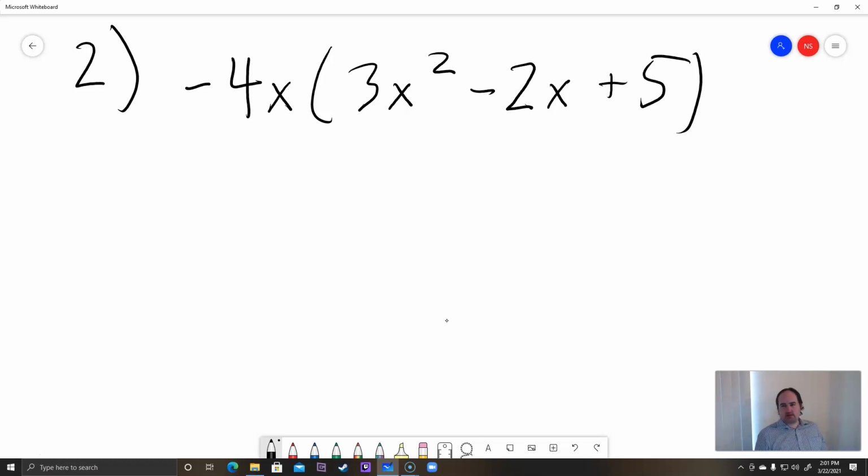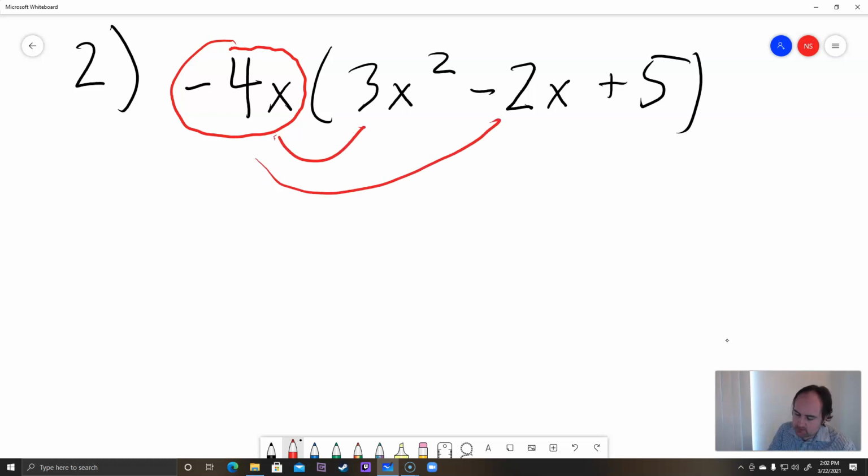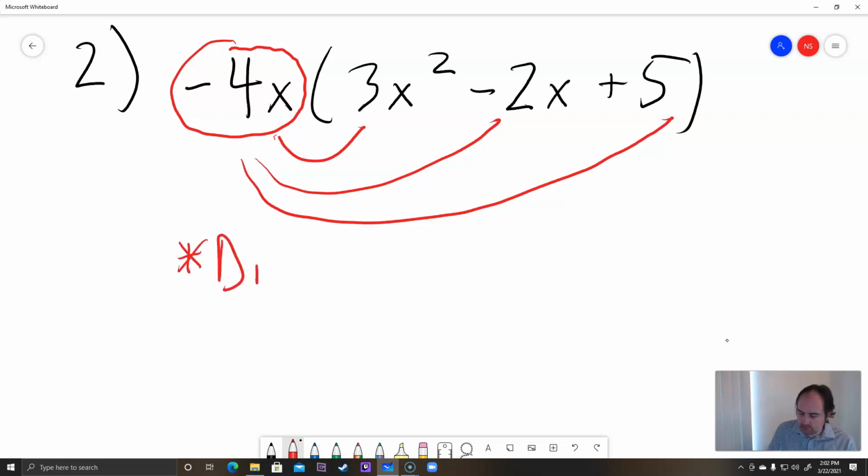3x squared minus 2x plus 5. All right, so here we actually have a polynomial with one term, which is a monomial, times a polynomial with three terms, which is called a trinomial, because it has three terms, just like a tricycle has three wheels. Okay, so if we distribute the negative 4x, we can do that here. So once again, we're just going to distribute.